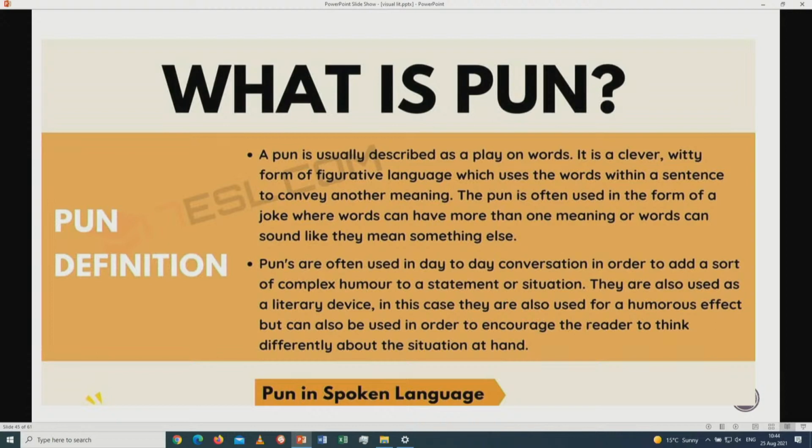Puns are often used in day-to-day conversation in order to add a sort of complex humor to a statement or situation. They are also used as a literary device. In this case, they are also used for a humorous effect, but can also be used to encourage the reader to think differently about the situation at hand. Especially when the writer has a cartoon, they usually have a humorous effect.